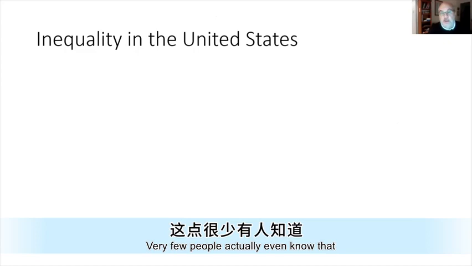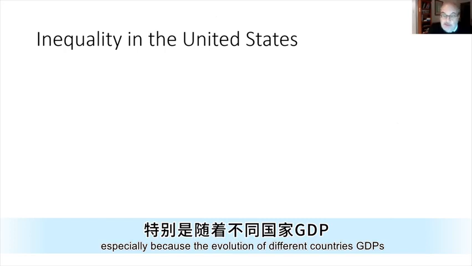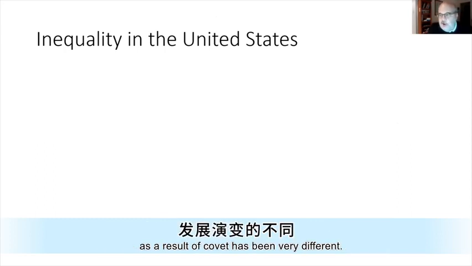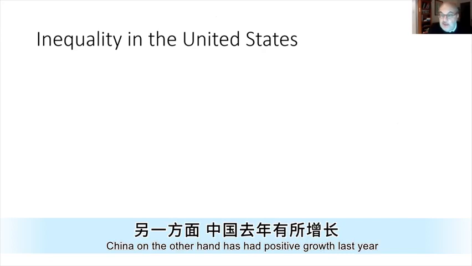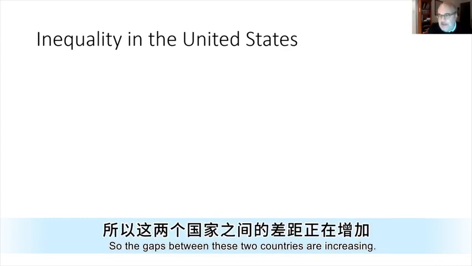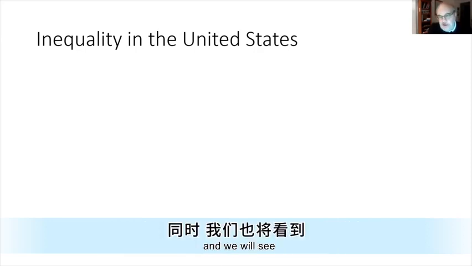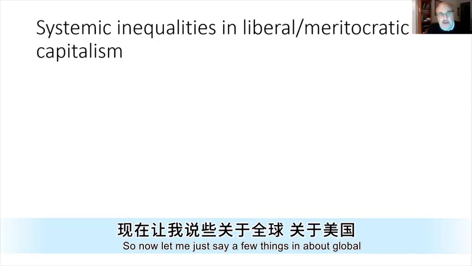Very few people even know that, and it is very important to mention, especially because the evolution of different countries' GDPs as a result of COVID has been very different. As you know, India has had two very bad years in terms of growth. China, on the other hand, had positive growth last year, and it will probably have growth of 5 to 6% this year. So the gaps between these two countries are increasing. This is, of course, the result of COVID, and we will see what happens when the pandemic is over.